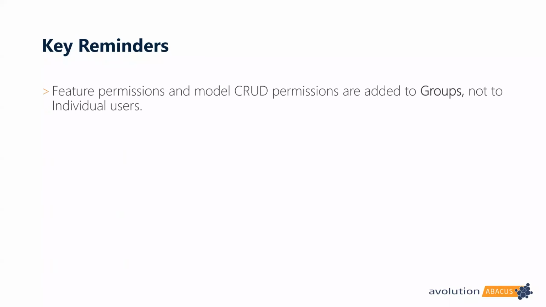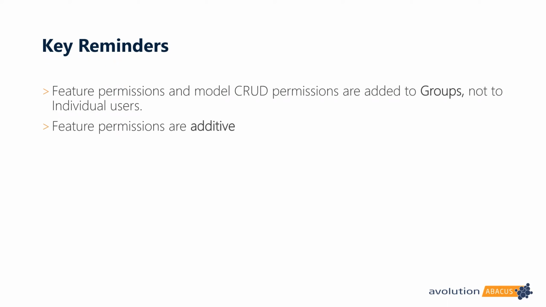So let's go through a few key reminders. So first, feature permissions and model CRUD permissions are added to groups, not to individual users. We're going to be talking about it a lot in terms of individual users and what they need to be added to, or what permissions they will have. But keep in mind, we're always adding these permissions to groups. We're not able to add them to individual users. We're always adding them to groups.